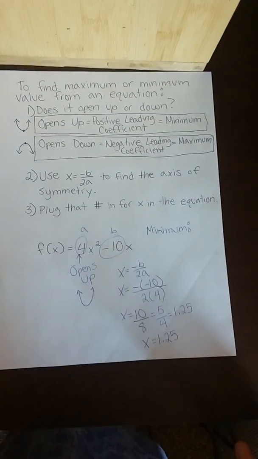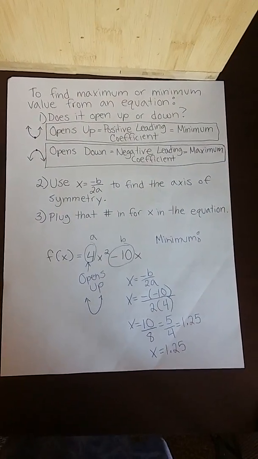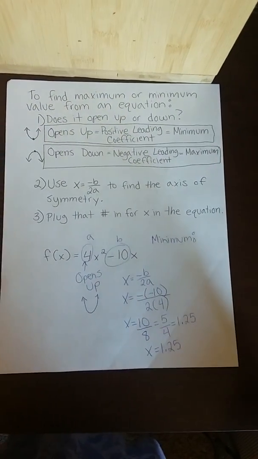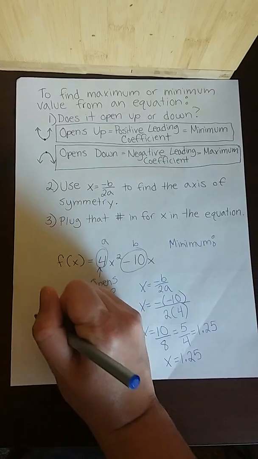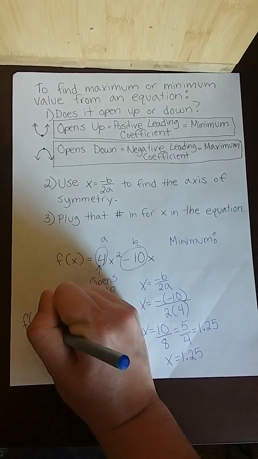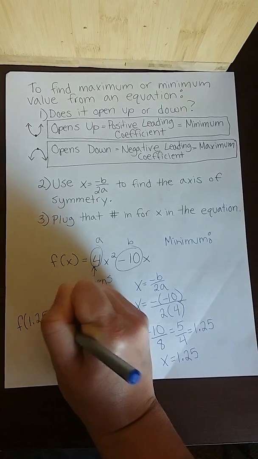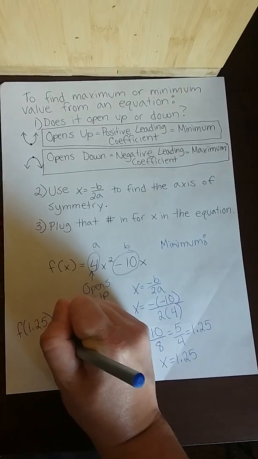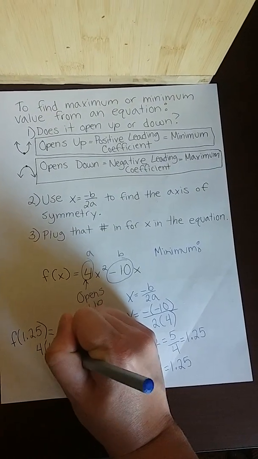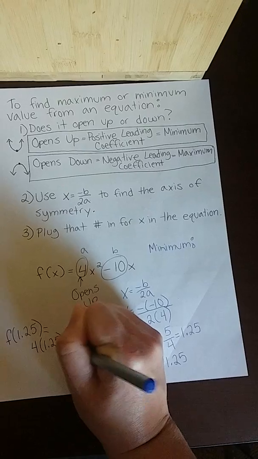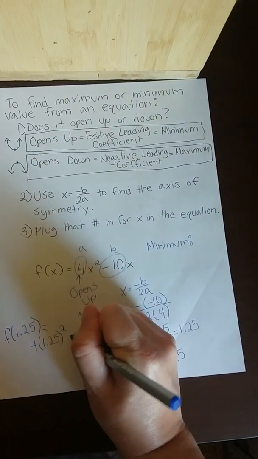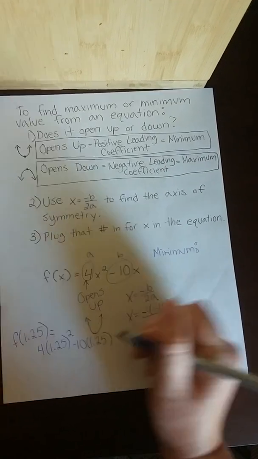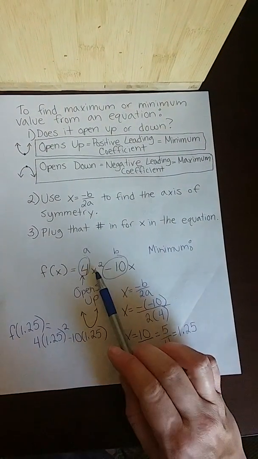Now that we have our axis of symmetry, we're going to plug that into our equation everywhere there's an x in order to find your minimum value. So here, I'm going to do it over here. So we're going to do f of 1.25 equals, and then everywhere there's an x, I'm going to plug in 1.25. So this would be 4 times 1.25 squared minus 10 times 1.25. Notice I put the 1.25 for both of these x's.